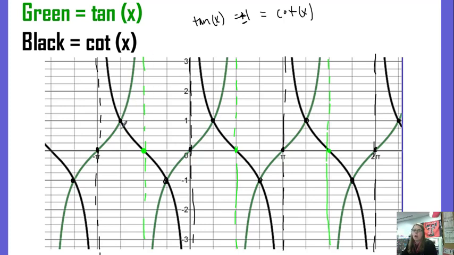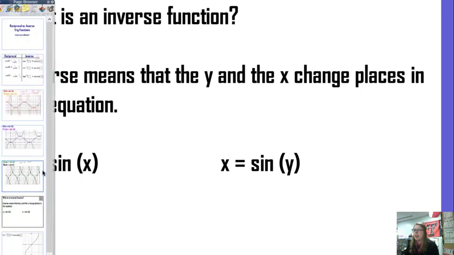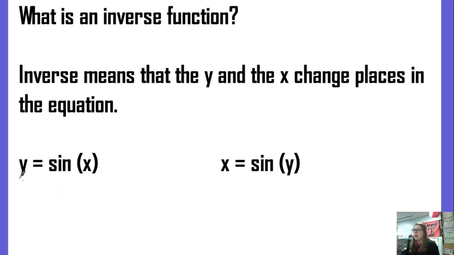Now let's talk about our inverse functions. What does it mean to be an inverse function? Inverse means that the y and the x change places in the equation. So normal sine is y equals sine of x. We've talked about that lots of times. But if we switch the x and the y, now it looks like this.